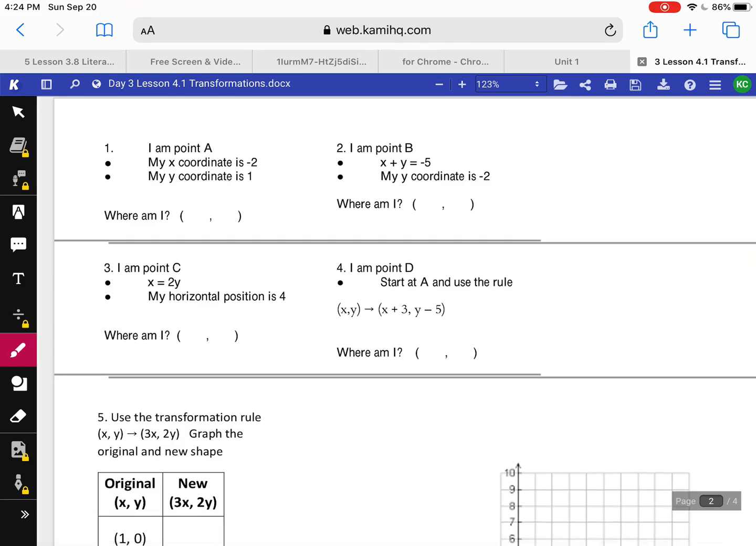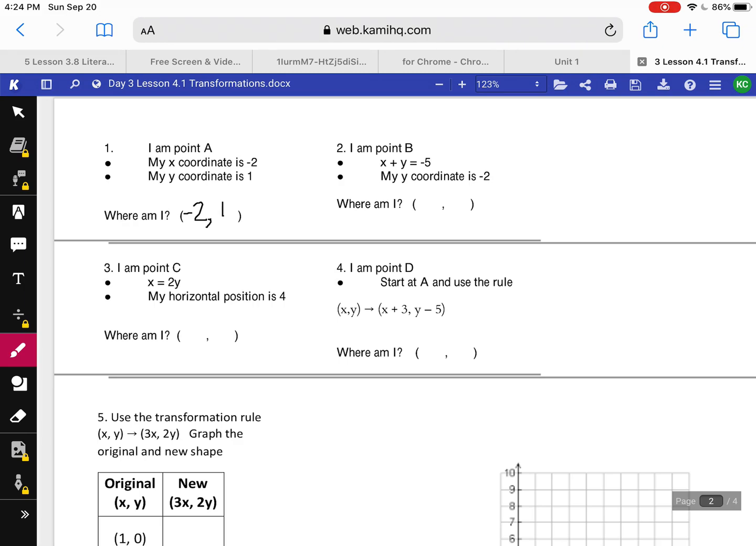Okay, we have quite a few examples today, so let's get started. I believe there's 9 problems to do. Okay, number 1. In number 1, well, actually 1 through 4, we're just looking at points and talking about X and Y and our understanding of how those points are found on a coordinate grid. So here it says my X coordinate is -2, my Y coordinate is 1.